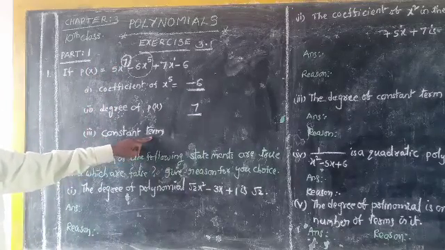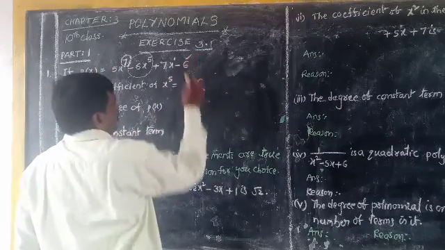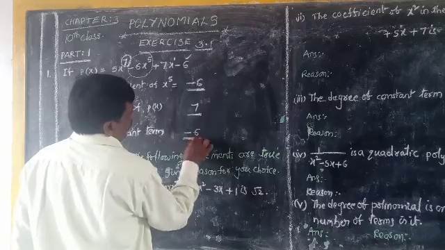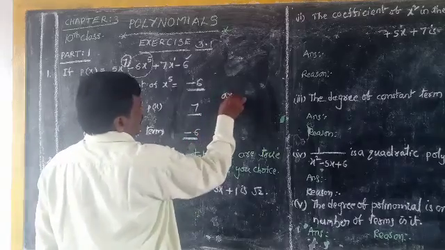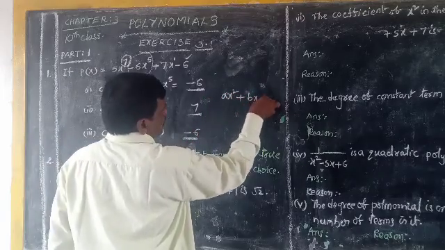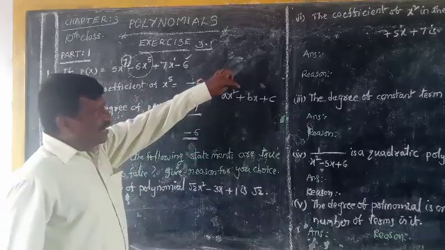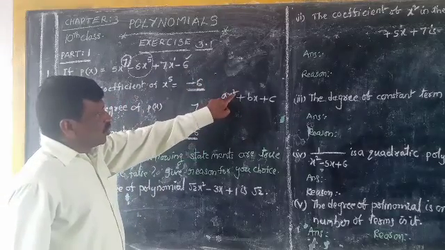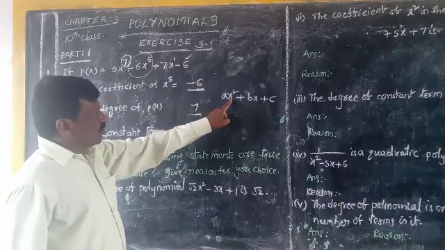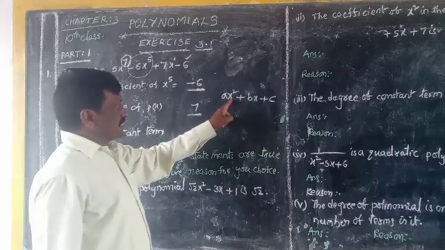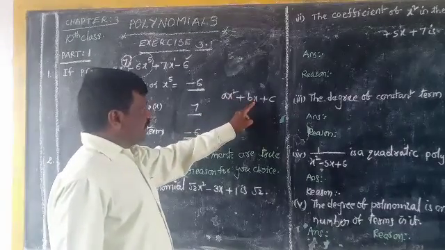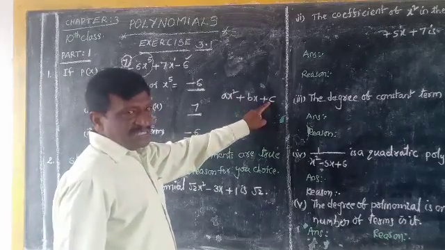The constant term is minus 6. For ax square plus bx plus c, the degree of the polynomial is 2. The x square coefficient is a, the x coefficient is b, and the constant term is c.